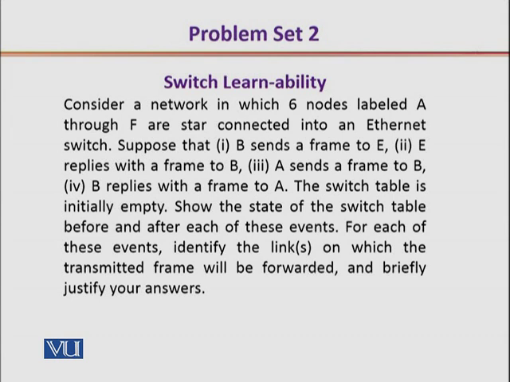Similarly, if A sends a frame to B and B replies with a frame to A, what is going to be the state of the switch table? You can assume that the switching table is initially empty. You need to show the states of the table before and after each of these transmissions and receptions are made. You need to draw it, and for each of these events, identify the links on which the transmitted frames are forwarded and justify your answer.